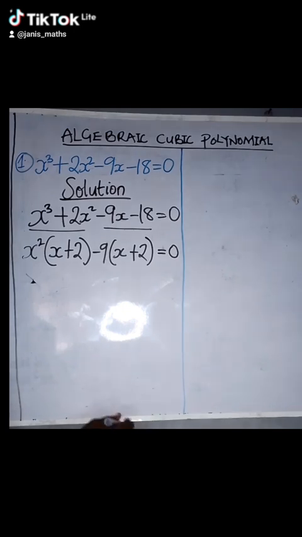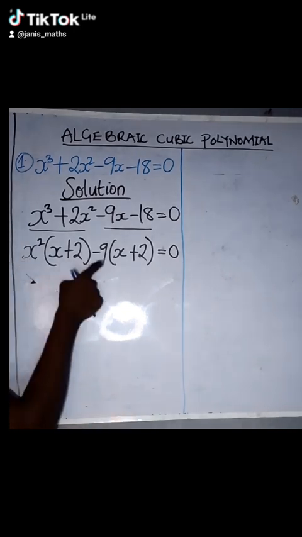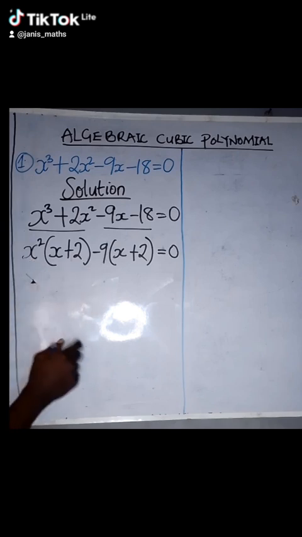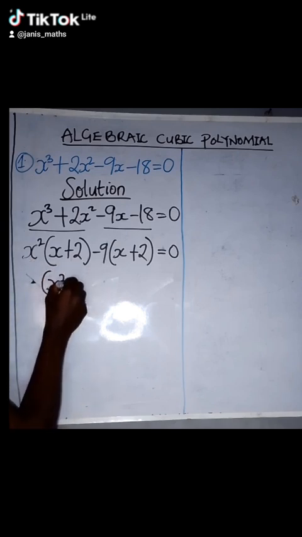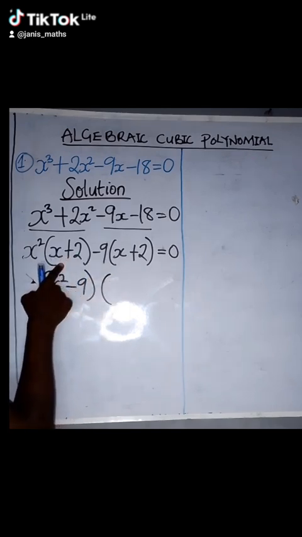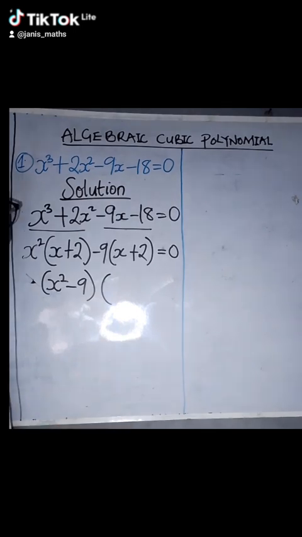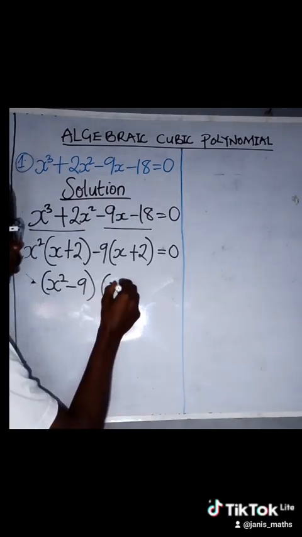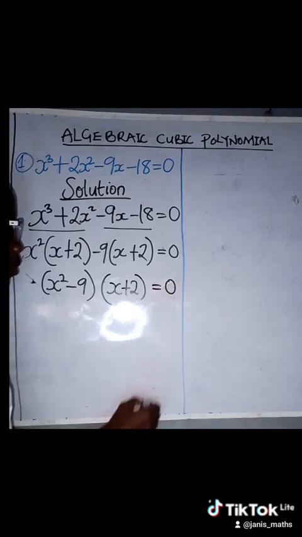So the next thing I'll do is pick this value here, x squared minus 9. I pick the ones that are not in bracket and make them one bracket. So it becomes x squared minus 9. The two brackets now are the same: x plus 2 and x plus 2. So I'll pick one of the brackets. Then I have this bracket here, equal to 0.